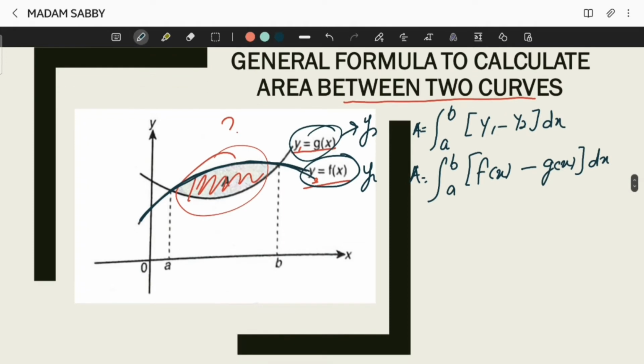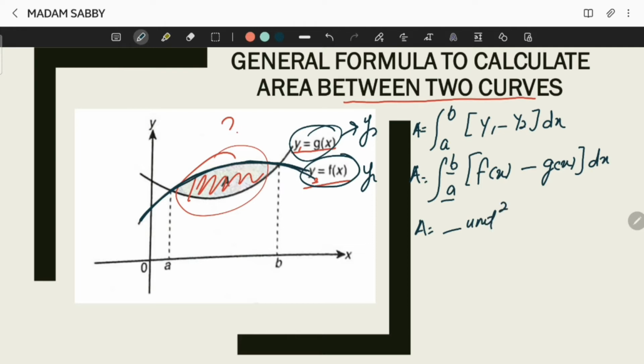So the area of the shaded region between these two curves g(x) and f(x) is the integral from the lower limit a to the upper limit b of f(x) minus g(x) dx. Whatever the given functions, you have to integrate, subtracting g(x) from f(x), and then you get the final answer by substituting x with b and then with a as well. Again, the area should be in unit square.